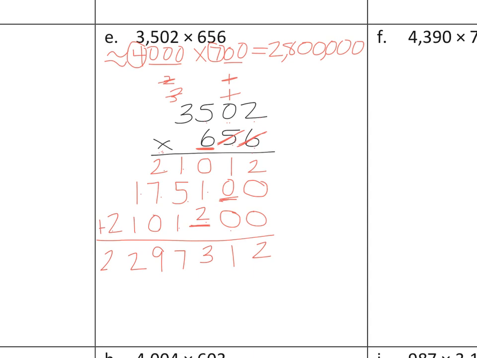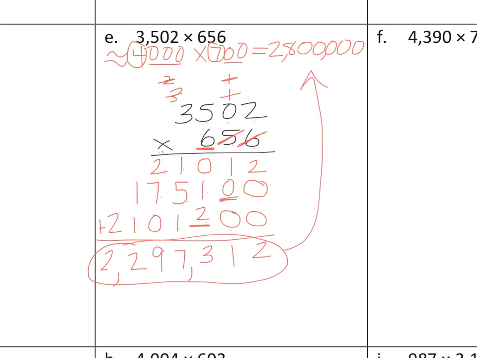So I got 2, oops, comma in the wrong place. A comma in between 7 and 3, and a comma between the 2 and the 2 in the front. So I have 2,297,312. So I'm comparing this to my estimate.